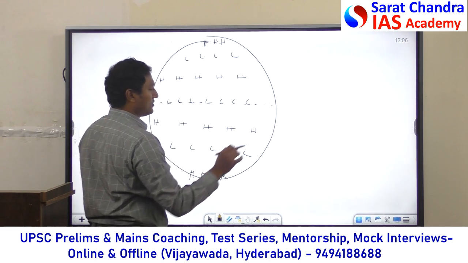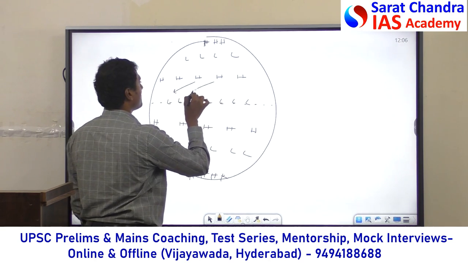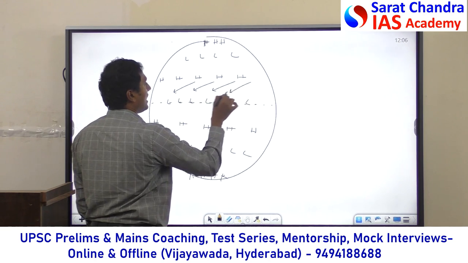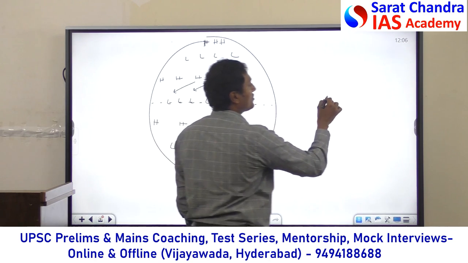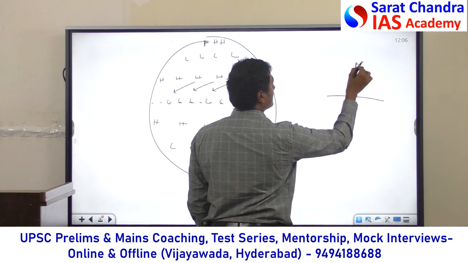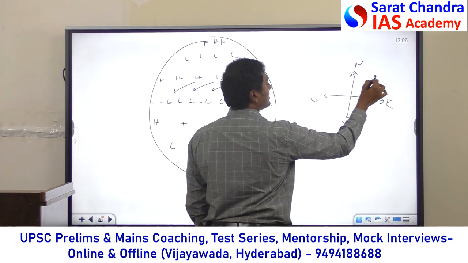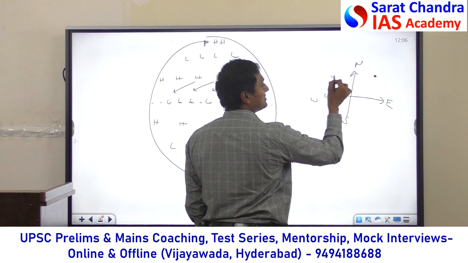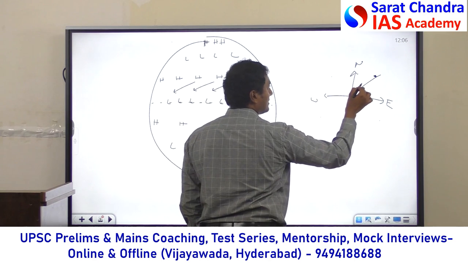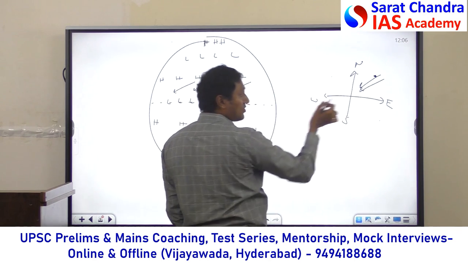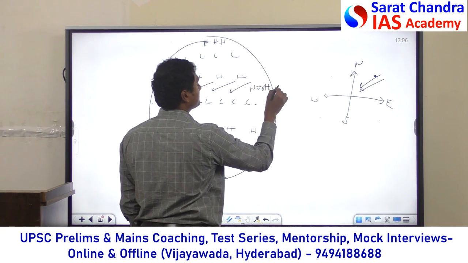Now I am drawing the wind direction. The wind moves from here to here. And these winds are coming from where to where? From this point to this point. If you want to draw directions, this is north, this is south, this is east, this is west. This is called northeast, this is northwest, southeast. Now these winds are coming like this, from the northeast. That's why they are called northeast winds.